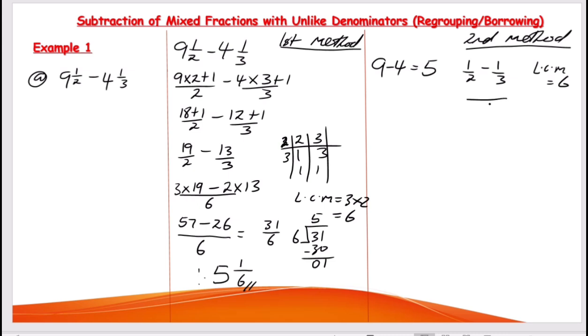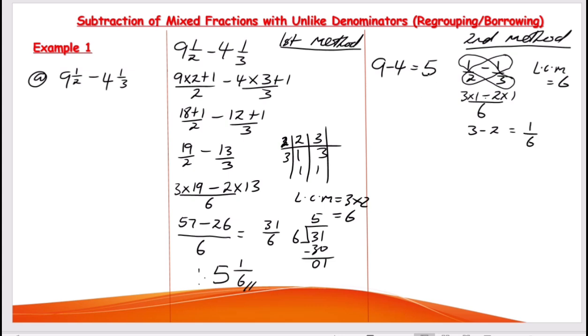It is 6. Now that my LCM is 6, or better still, let's use the butterfly method. Using the butterfly method, we just have to multiply the denominators to find the LCM. So 2 times 3 will give me 6. The next thing I need to do is to multiply the fractions diagonally, then I subtract. So this will be 3 times 1 minus 2 times 1. 3 times 1 will give me 3, minus 2. This will give me 1 over 6.